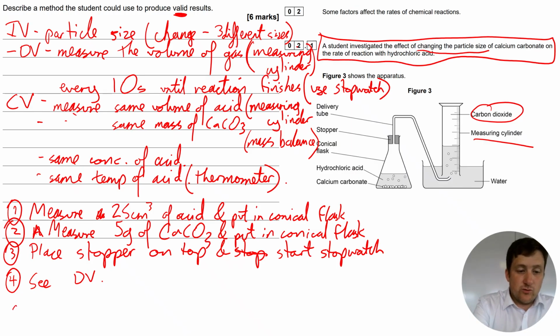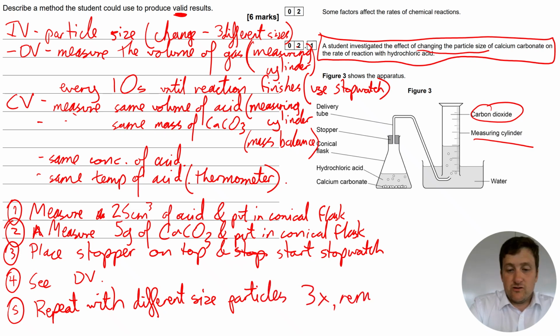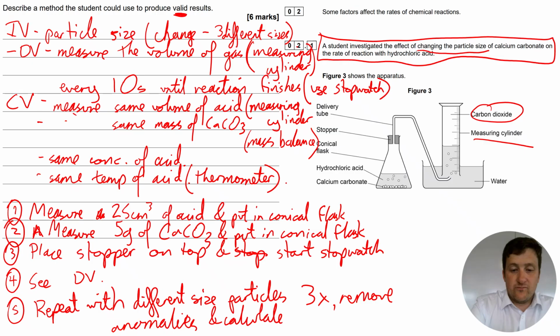And what's our most important? Repeat with different size particles 3 times, remove anomalies, and calculate the mean. Right, all of that is in there. All of that is really important for this one.